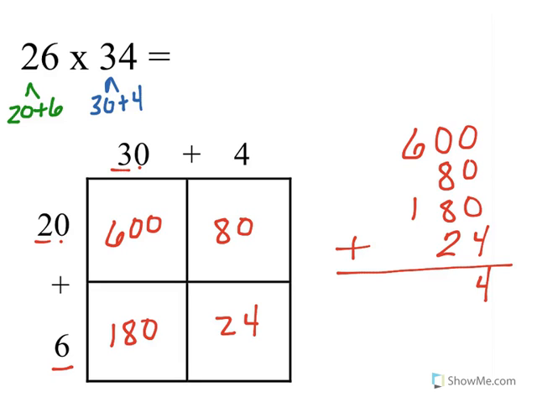0 plus 8 plus 8 plus 2 is 18. Bring down my 8, carry my 1. And 1 plus 6 plus 1 is 8. Therefore, 26 times 34 is 884. And there you have it.